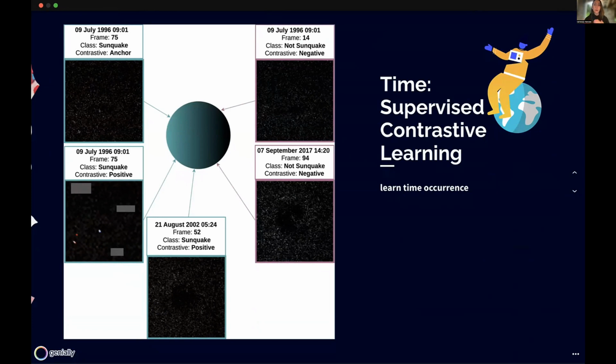And to enforce that, to learn the time occurrence, to enforce the signature presence in the embedding vectors, what we do, instead of only trying to minimize the distance between the resulting vector associated to each image and its augmentation, we also try to minimize the distance between each image and all other images that are of the same class. So all other positives.